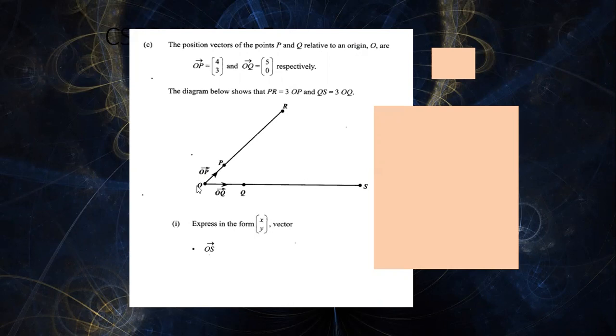Where's O? O is going to be here, and S is going to be here. So to get from O to S, if we know that OQ will most likely be part of the OS journey, in other words, there'll be multiple OQs that we can traverse before we get to S. Let me show you what I mean.